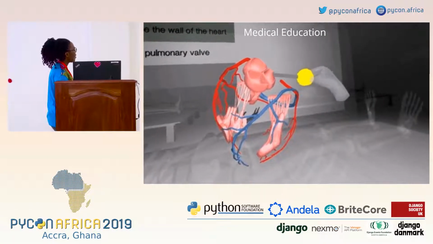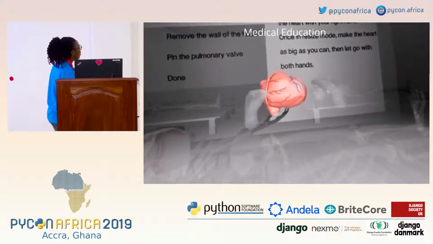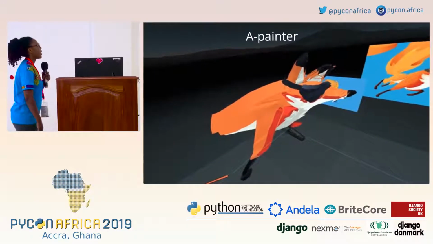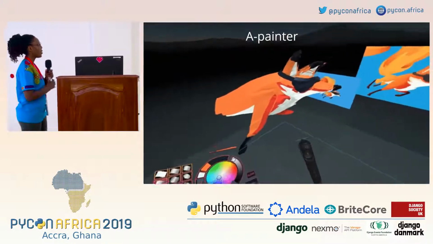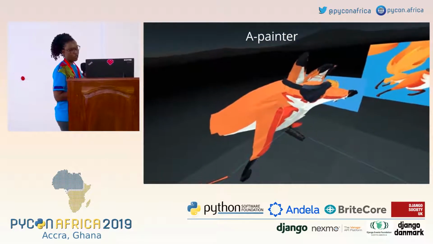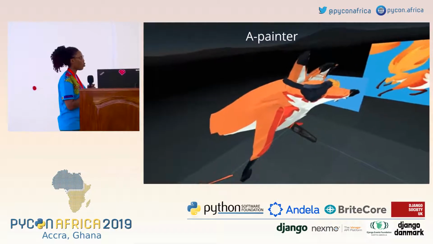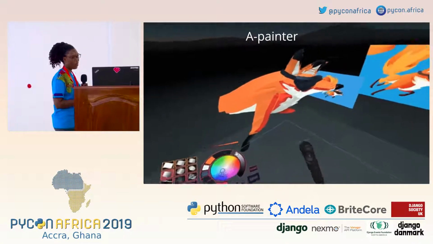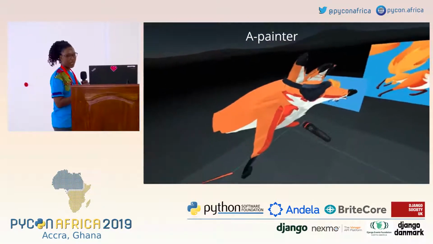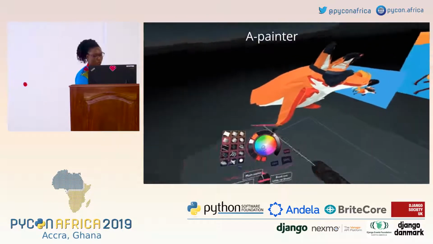And then some of the other apps that have been done is A-Painter. This is an application whereby you can draw. You can have a drawing and have a visual standing. You make your drawing anyhow you want, and you can have a 360 degree view of your application as you want to draw it.